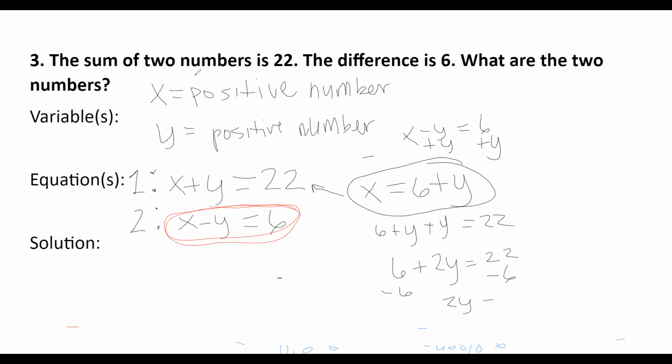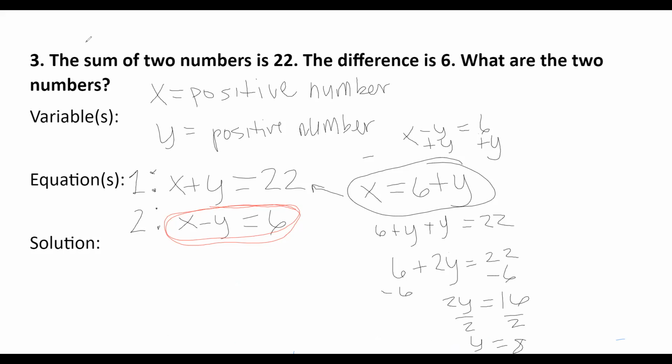Okay. So to get that y by itself, we have to subtract 6 from both sides. 2y equals, what is it going to equal, guys? 16, divided by 2, divided by 2. And y is going to equal a positive 8.